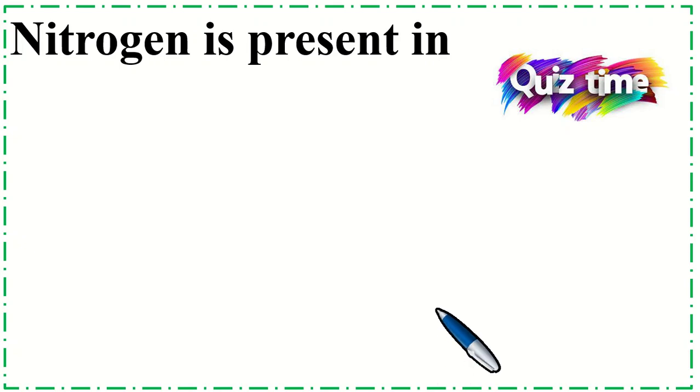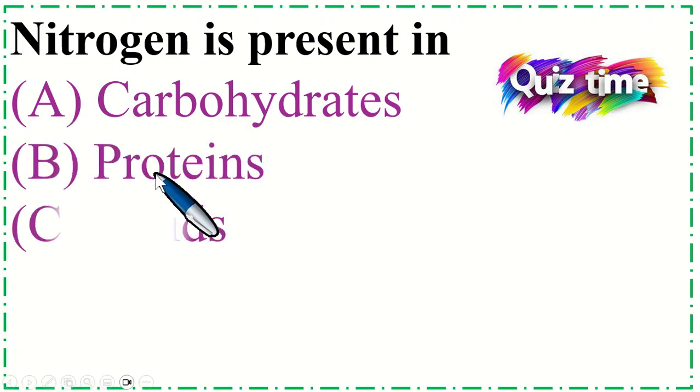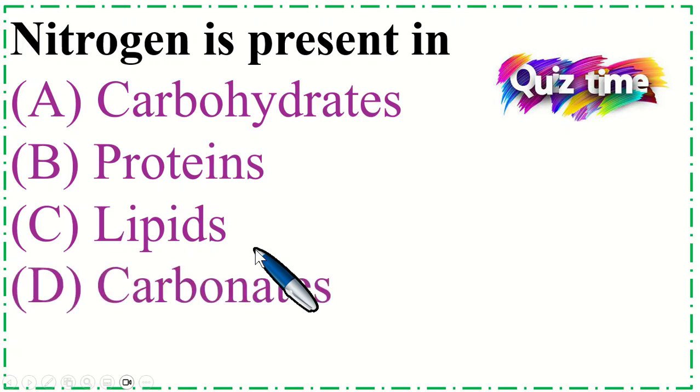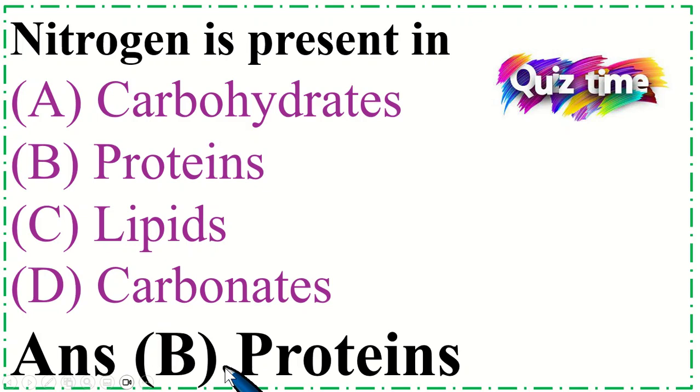Nitrogen is present option A carbohydrates, B proteins, C lipids, D carbonate. Correct option is B proteins.